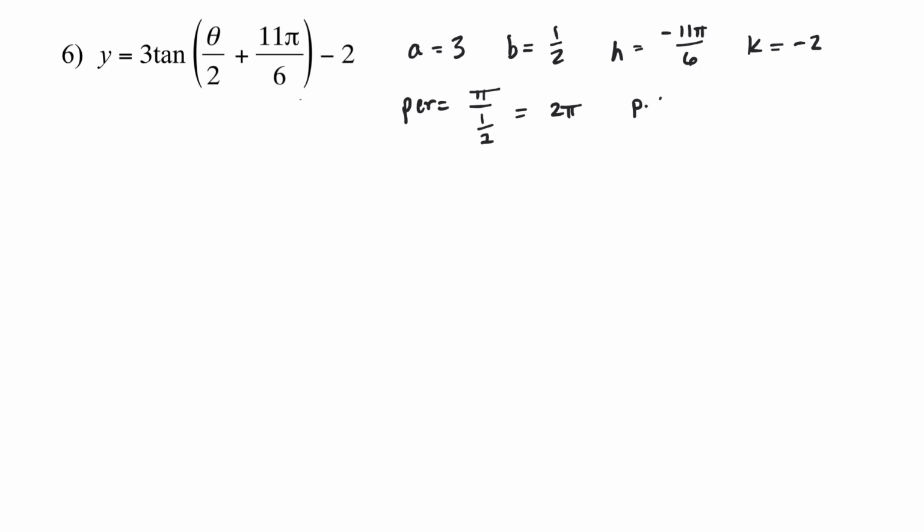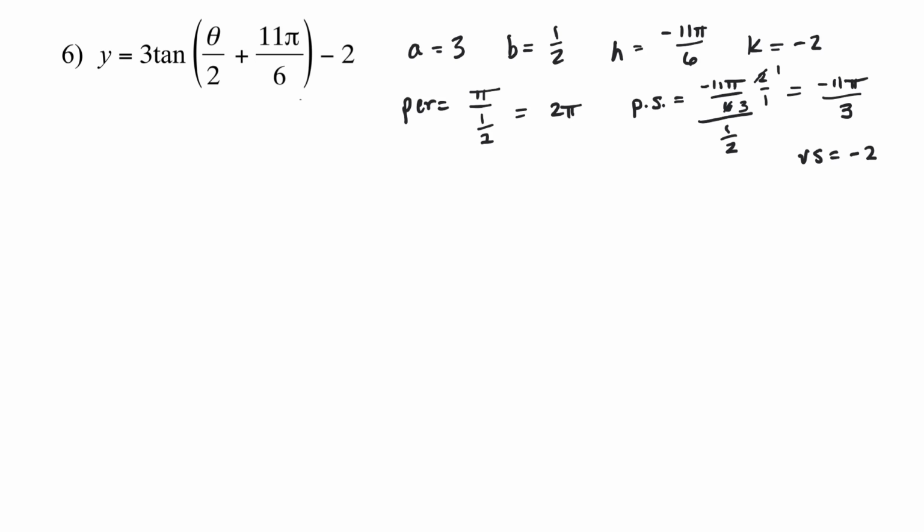My phase shift is equal to h over b. So negative 11 pi divided by 6, divided by 1/2. Remember, that's just going to be times 2 over 1. My 2 and my 6 can be reduced. 2 goes into 2 one time, 2 goes into 6 3 times. So we end up getting negative 11 pi over 3 as my phase shift. Then, of course, my vertical shift is easy. That's going to be negative 2.